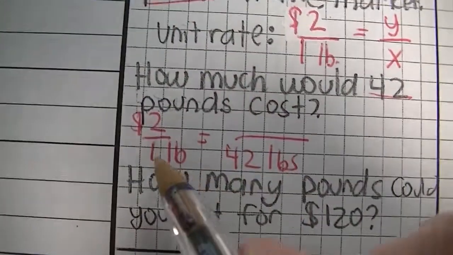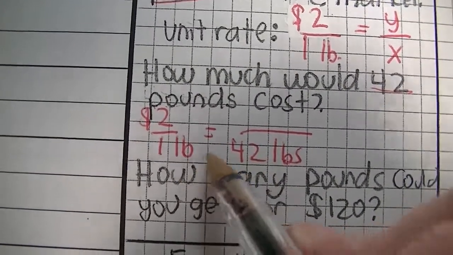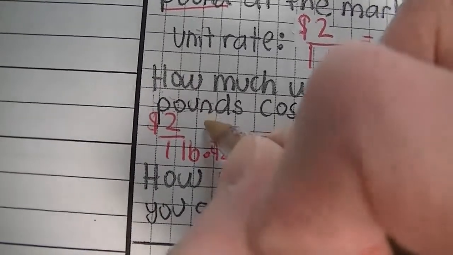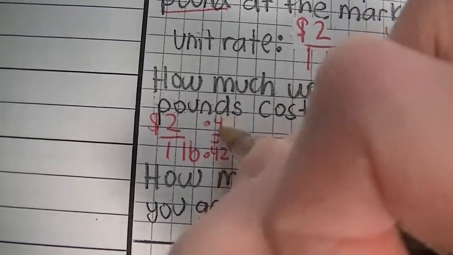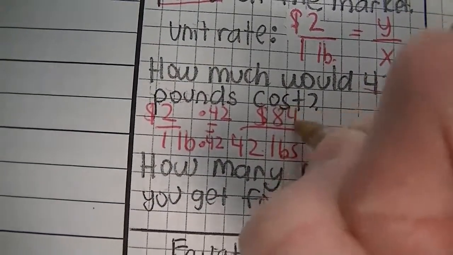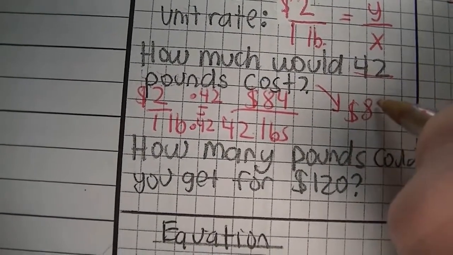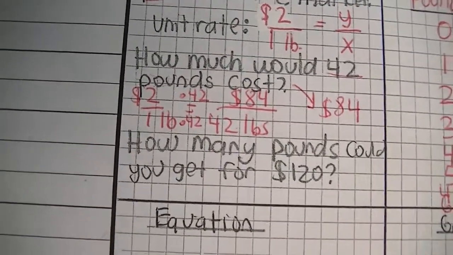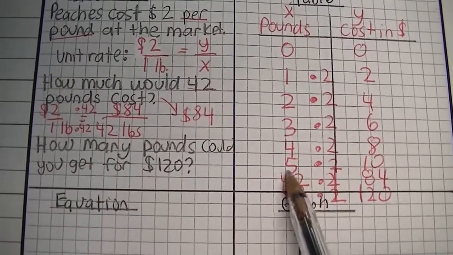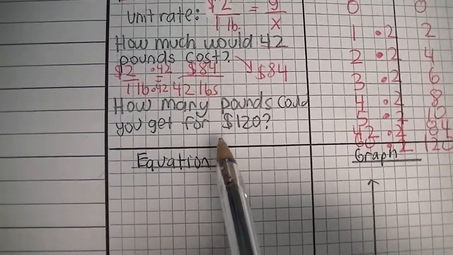And you have to think to yourself, well, how did I get from 1 to 42 using multiplication or division? Well, we multiplied 1 by 42 to get the 42, so we also have to do that to the numerator. 2 times 42 is 84, and that would be $84. So to answer this question, $84 is how much 42 pounds would cost. And look, it also matches our table. 42 pounds costs $84.